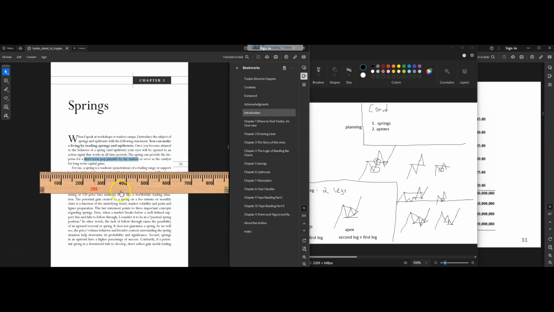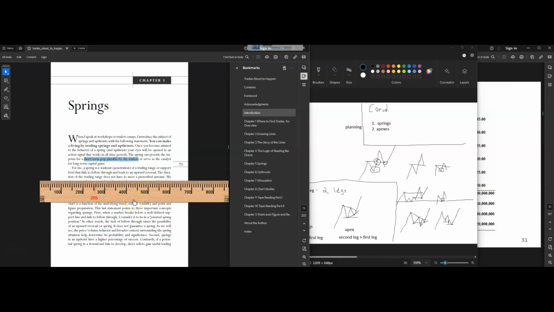For me, a spring is a washout or penetration of a trading range or support level that fails to fall through and leads to an upward reversal. Now, let's stop here. In the Wyckoff course, it talks about a shakeout, right? So a shakeout, when he says here a washout, is similar. I don't know why he says washout, but a spring is actually a type of shakeout. Okay, so washout, shakeout, whatever.